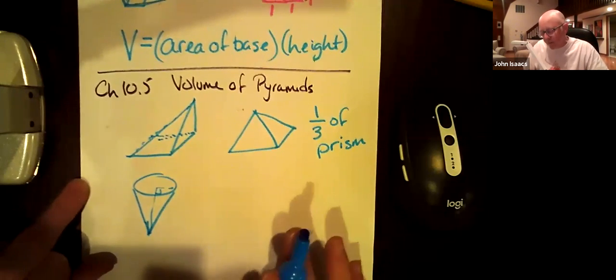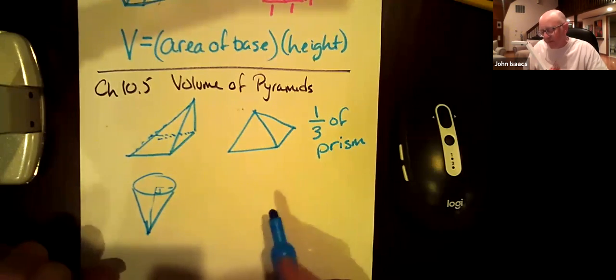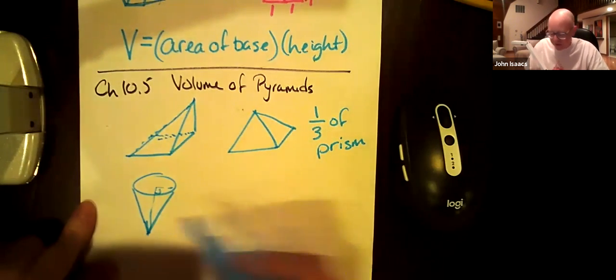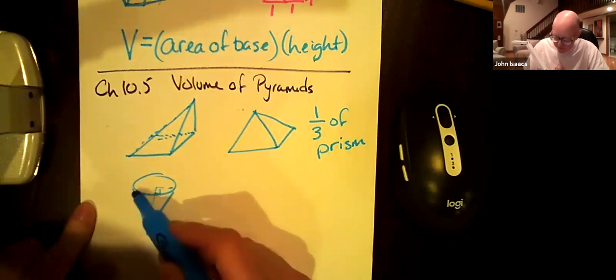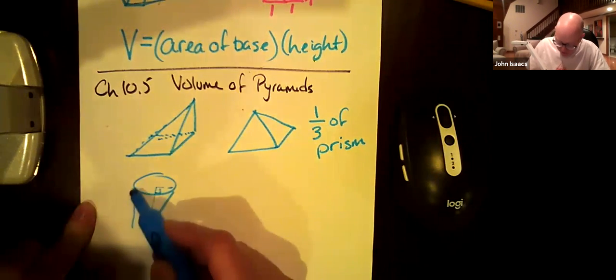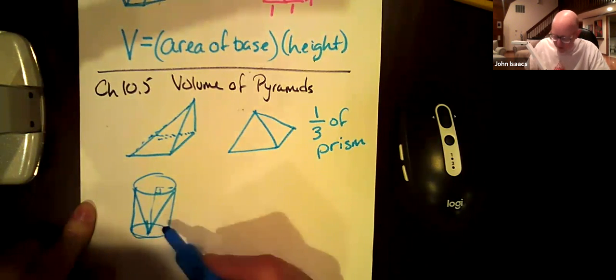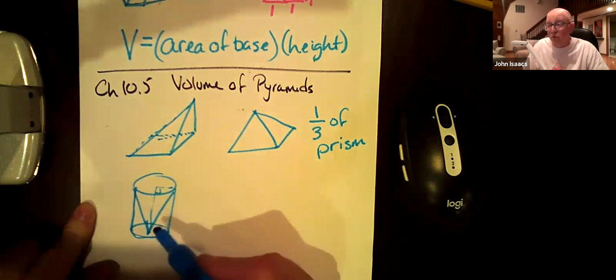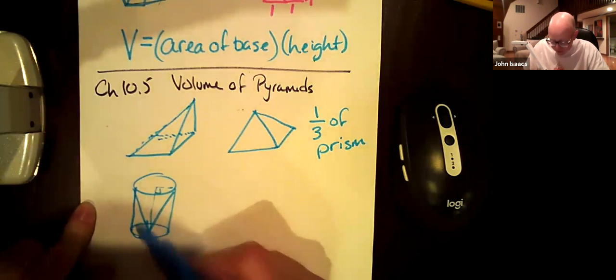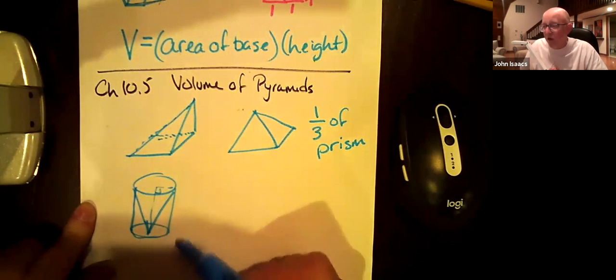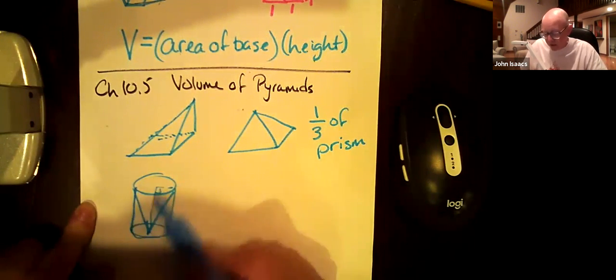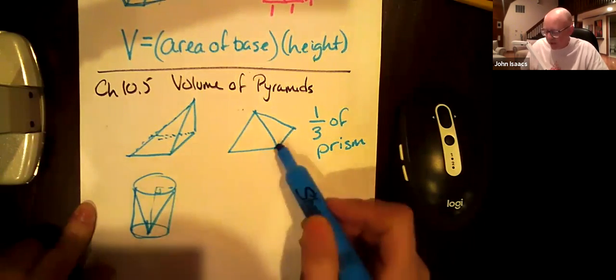A pyramid always has a volume of a third of what the prism would be. So if this shape, for example, was a cylinder, the cone is a third of the volume of the cylinder. So if you try cutting this material away, you're actually going to cut 2/3 of the material away, leaving the cone, which is 1/3. Same thing with a pyramid.